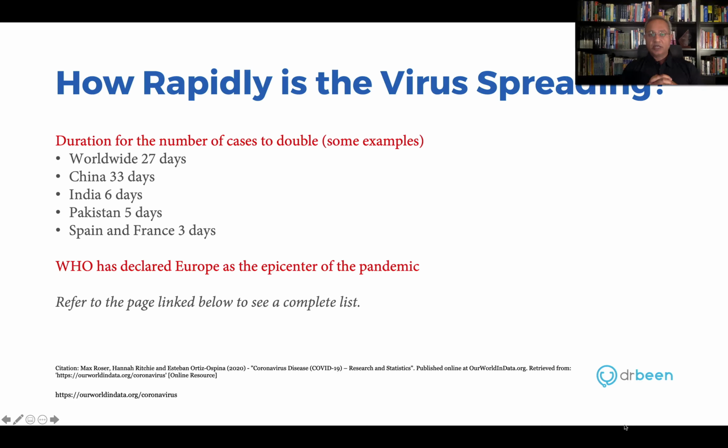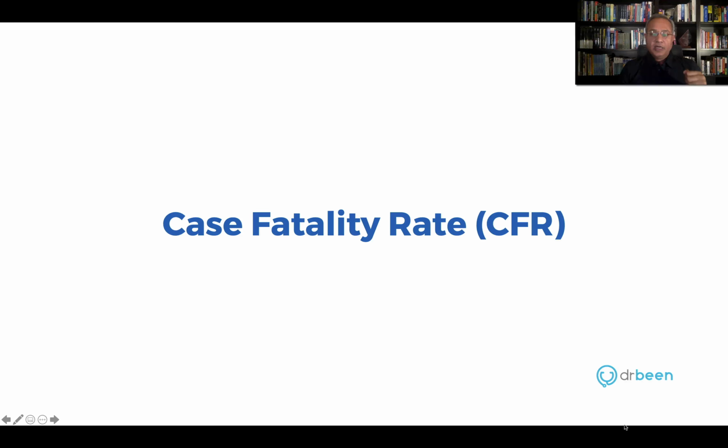And now, to see the list of all the countries, there are 135 countries that have infections on this date, again 14th March. You can see that list on this reference that I have given here. Now, what is a case fatality rate? Remember, it is a rate, so it's a percentage of death.